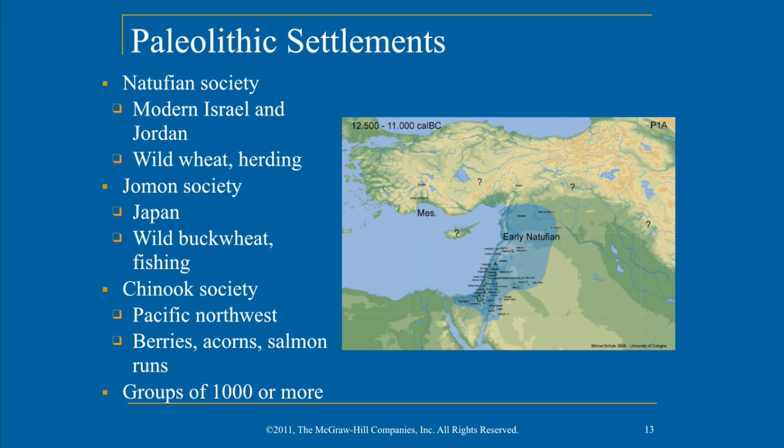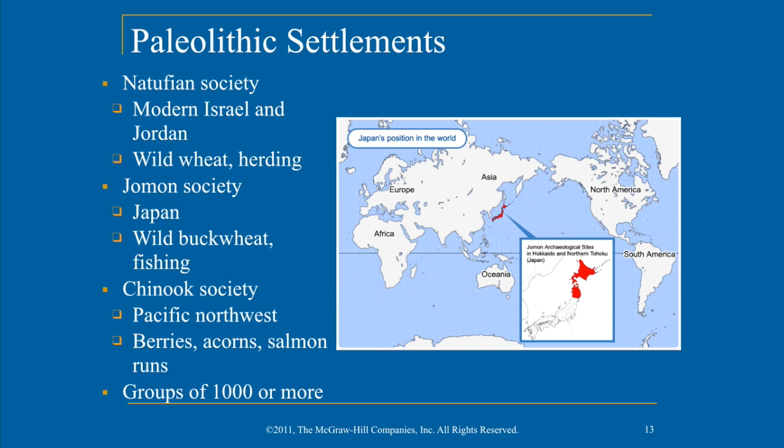Next, we have Paleolithic settlements. Here are 3 societies we're going to look at and see how this fits into what we're talking about. Natufian society filled up what we would call modern Israel and Jordan. They were cultivating wild wheat and herding very early on during the Paleolithic settlement times. The Jomon society, which is around Japan, they're growing wild buckwheat and they're fishing already off the coast.